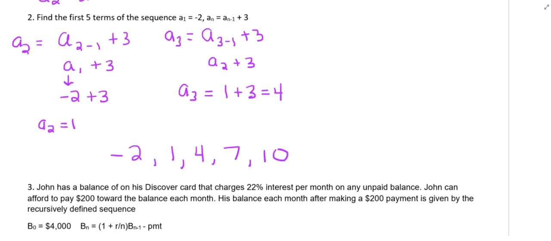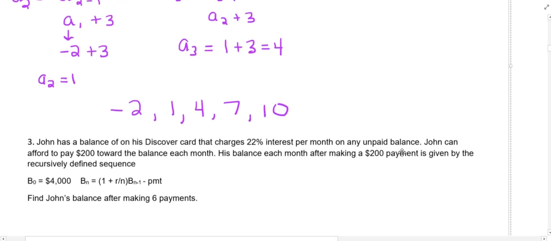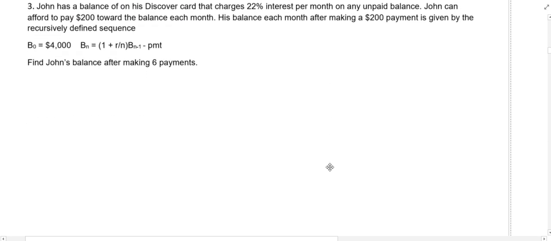Okay, the last problem is a word problem, so I think I have to give you a formula for this. Hold on. Oh, it's right here, okay. B sub n equals 1 plus the rate over 12 times b sub n minus 1, minus the payment. John has a balance on his Discover card that charges 22% interest per month on any unpaid balance. John can afford to pay $200 towards the balance each month. His balance each month after making a $200 payment is given by the recursively defined sequence below. Find John's balance after making 6 payments.